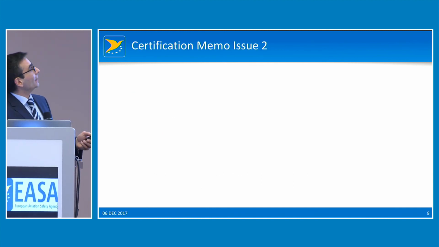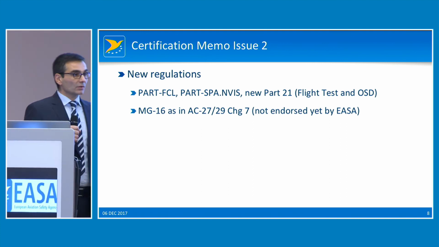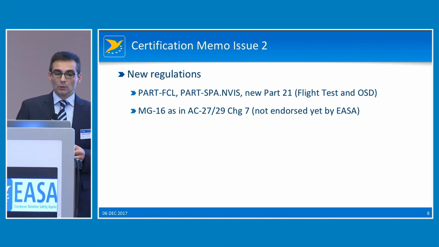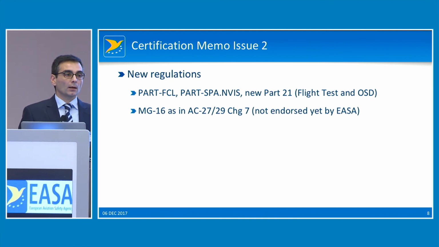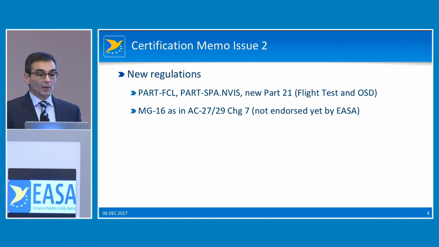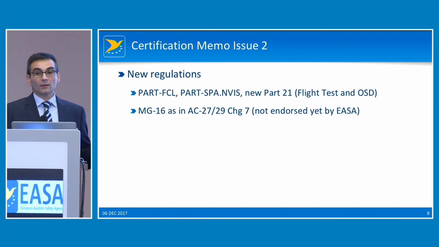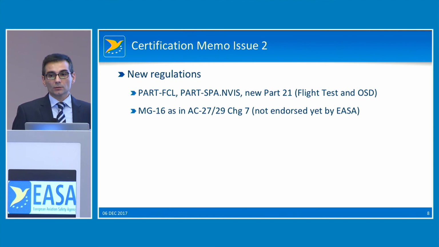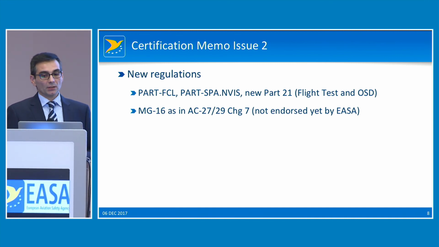I would like to highlight some reasons that brought us to Issue 2 of the CERT memo, and some points that are important to understand. First of all, since the first issue of the CERT memo, we have issued a number of regulations that, of course, we need to address in the CERT memo itself: Part-FCL, Part-SPA NVIS, the new Part 21 dealing with the flight test and OSD. So we can't have guidance material from EASA that does not address these new regulations in place. And of course, we wanted to give you guidance to follow, whenever it's possible, Change 7 of the AC material. I will tell you in a minute why I said whenever it's possible.